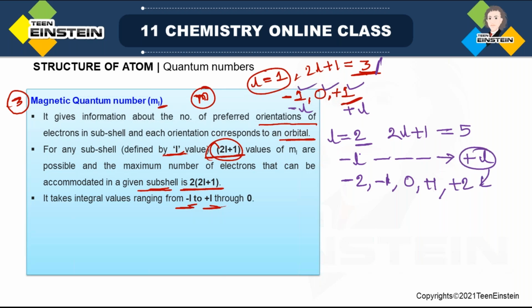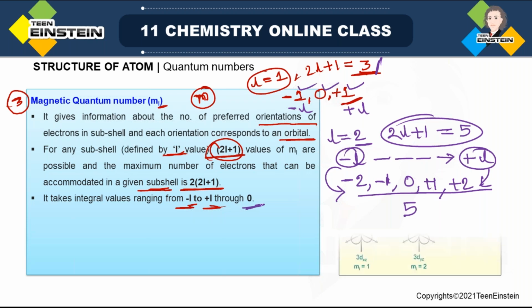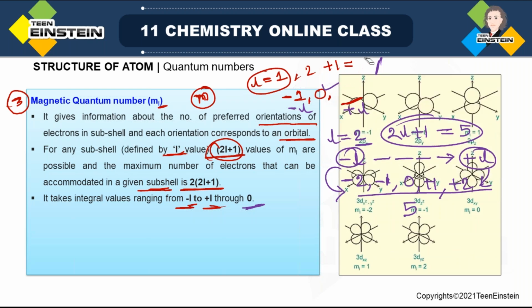So these are the two limits. Okay. So how many are you getting? You are getting a total of 5. So this is actually 2l plus 1, the possible values of ml. In this way, you can understand how many integral values you can get starting from minus l to plus l, and it will always pass through 0. So here we will see these pictures for p orbital and d.